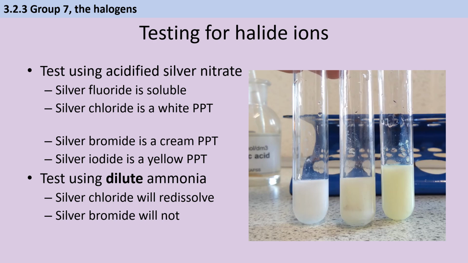You can test for the presence of halide ions in solution by using acidified silver nitrate solution. We acidify using nitric acid to begin with because this will remove any carbonate ions from solution, and these would lead to a false positive because they would also give you a white precipitate.